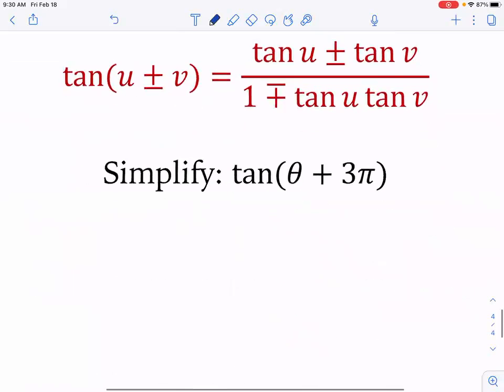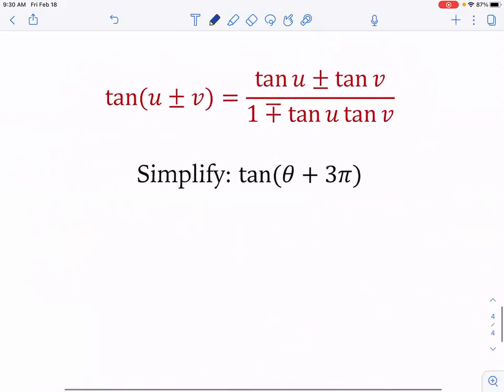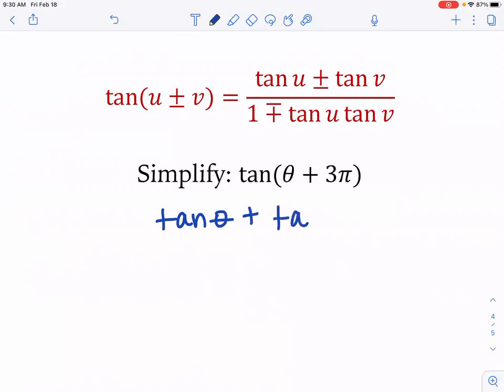So let's start out with an easy example. We have another simplify the expression. All right, so we have tangent of theta plus 3 pi. Well, let's go ahead and apply this formula. So we have the tangent of our first angle plus the tangent of our second angle. That's what we're going to do in the numerator.